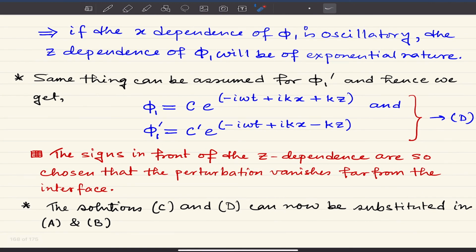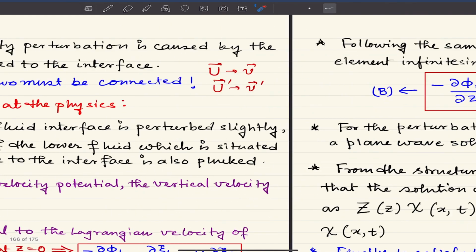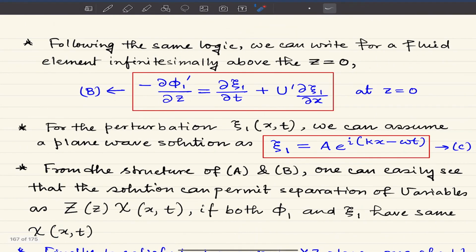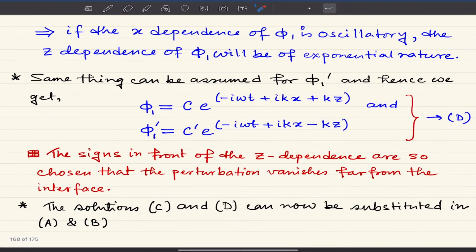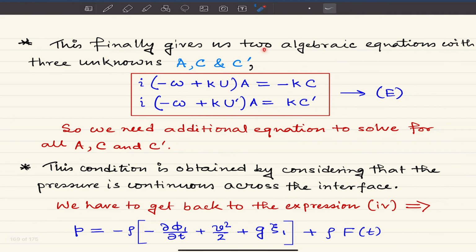Then, combining all our elements, finally the solutions for C and D can now be substituted in the A and B equations. So this solution and this solution can now be substituted in these two equations, this one and this one. If we do that properly, we finally have two algebraic equations like this: i times minus omega plus ku times A is equal to minus kC. Another one is i times minus omega plus ku prime times A is equal to kC prime.